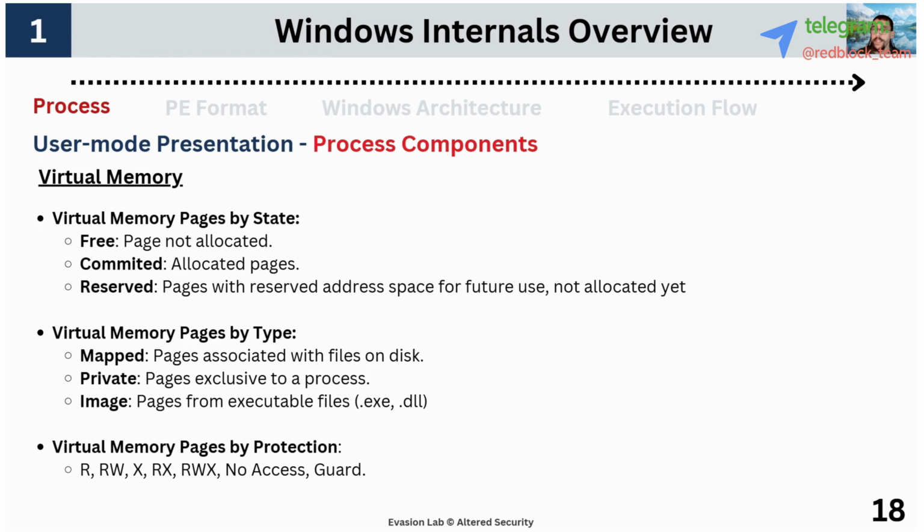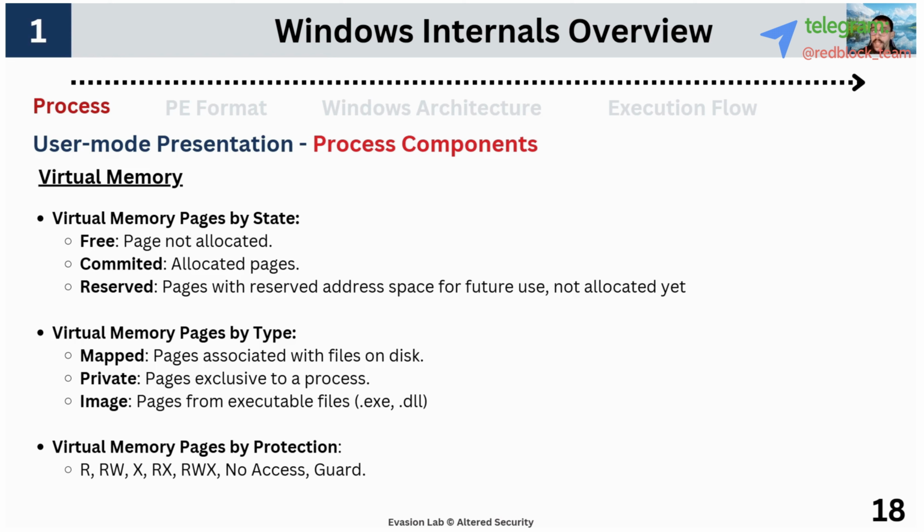Virtual memory pages are also classified by their type, which determines how they are used and managed by the system. Mapped pages are associated with files on disk. They allow a process to access file data directly in memory. Private pages are exclusive to a process and cannot be shared with other processes. Image pages come from executable files, .exe or .dll, loaded into the process address space.